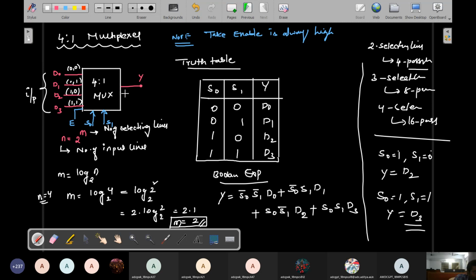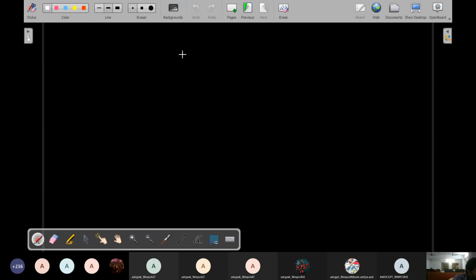So that is why it is called data selector, because the output is selecting the data on the basis of input selecting lines. So depending upon the selecting lines, the output of this multiplexer will select any one of the inputs. So that is the theory. Right now I'll draw the truth table. See here, I'll write the truth table.